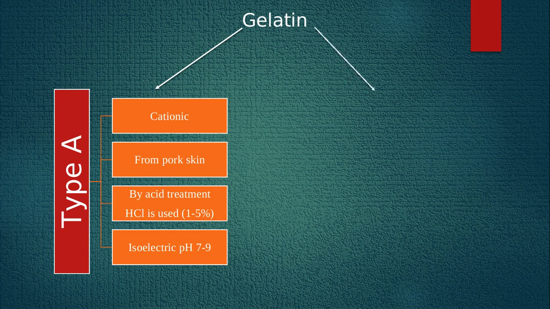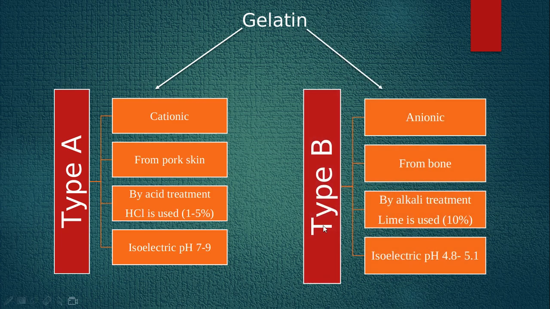Next one is type B. Type B is anionic, means it contains a negative charge. It is obtained from bone. So B for bone, and we can easily remember type B from where it is obtained. From bone it is obtained by alkali treatment, means lime is used in 10% concentration, and its isoelectric pH ranges from 4.8 to 5.1.